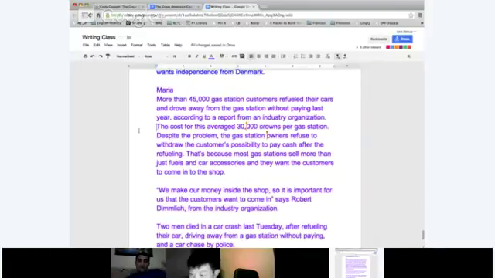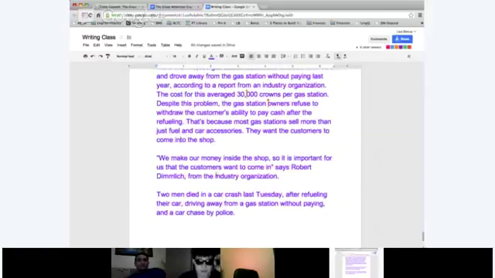Okay. Yeah. So the cost for this averaged 30,000 crowns per gas station. Despite the problem, I would say just despite this problem, just to be more clear, the gas station owners refused to withdraw the customer's ability to pay cash after the refueling. Okay, so they still let them do that, huh? Yes. That's because most gas stations sell more than just fuel and car accessories. I mean car stuff. Yeah, that's fine. Car accessories. They want the customers to come into the shop. We make our money inside the shop, so it is important for us that the customers want to come in, says Robert Dumick from the industry organization.